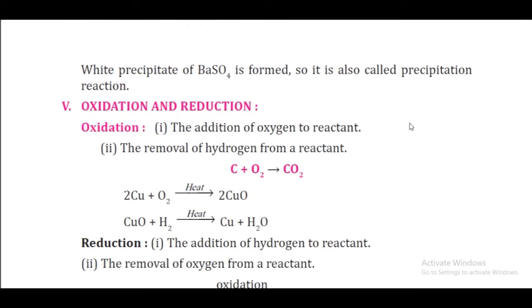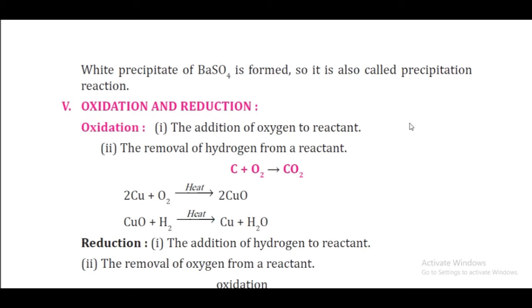But you should keep in mind that every double displacement reaction is not a precipitation reaction. Suppose sodium hydroxide reacts with hydrochloric acid, then sodium chloride and water is formed. So in this reaction there is no precipitate formed. Now we come to the last type of reaction here in this chapter, that is oxidation and reduction reaction.